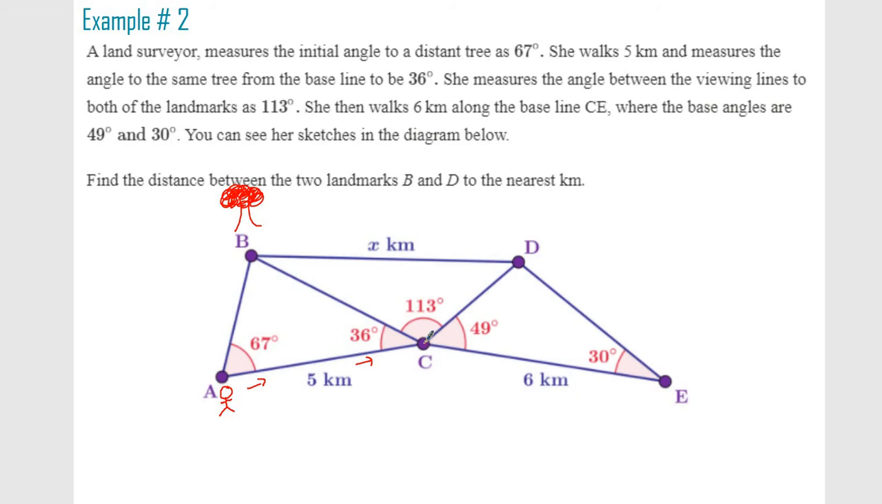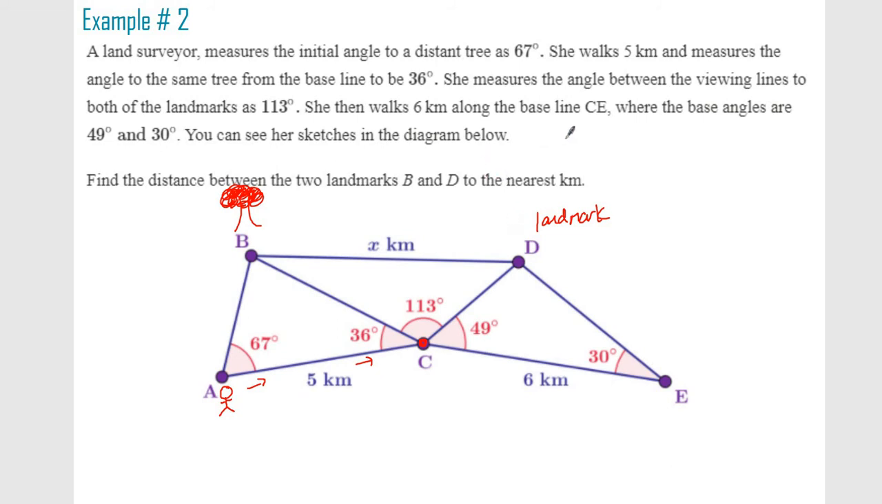All right, then we start walking along this path, and then she stops here and she measures the angle between this tree and the second landmark. So the other landmark. I don't know, is it another tree? Is that what she said? It just says both of the landmarks.